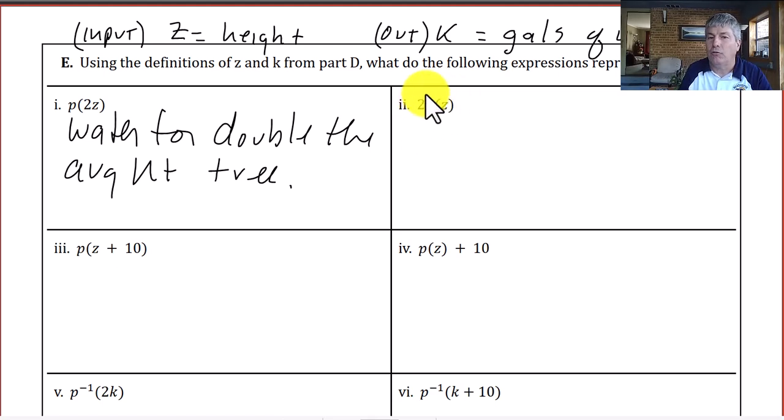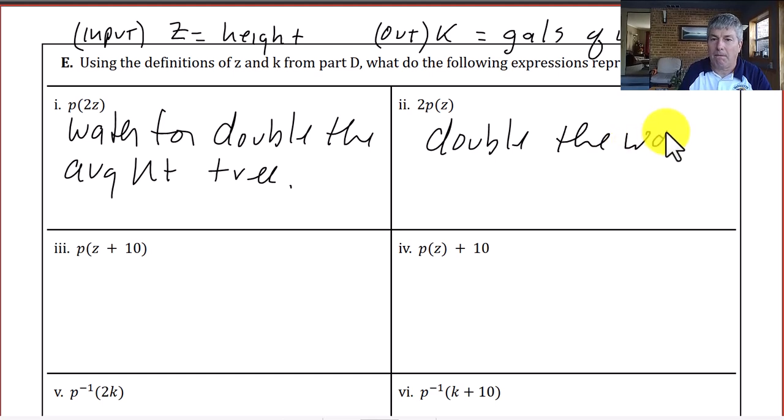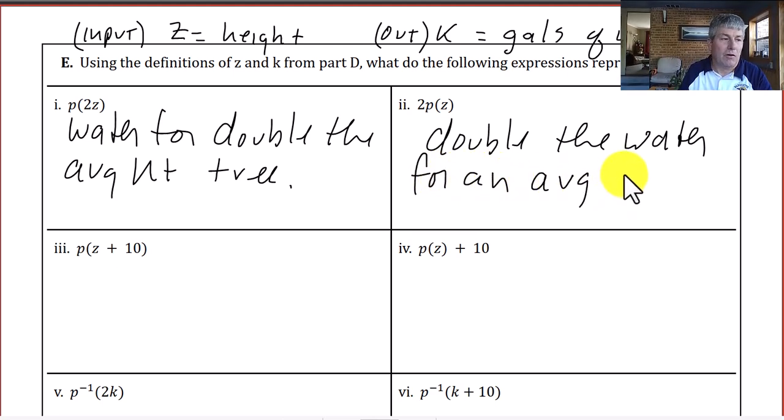And in 2 here, 2 times P of Z. Now our 2 is on the outside, it's impacting the Y. So this will be double the water for an average or a typical height tree.